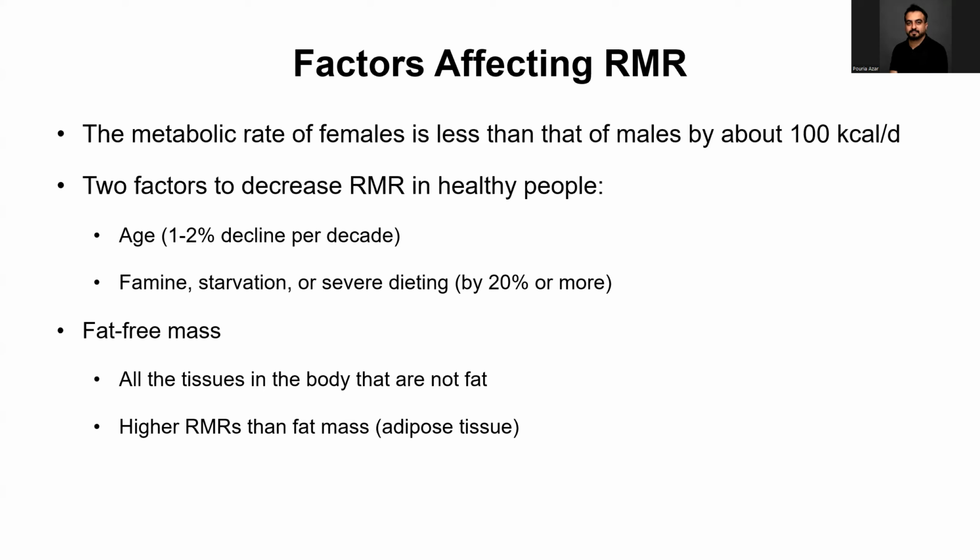when we say fat-free mass, this is the definition. All the tissues in the body that are not fat are called fat-free mass, which we can say from the name, because it's like fat-free. It's without fat. So the tissues in the body that are not fat are called fat-free mass, and it has a positive relationship or positive correlation with resting metabolic rate. Higher resting metabolic rates than fat mass. So fat-free mass has higher resting metabolic rate than fat mass or adipose tissue.